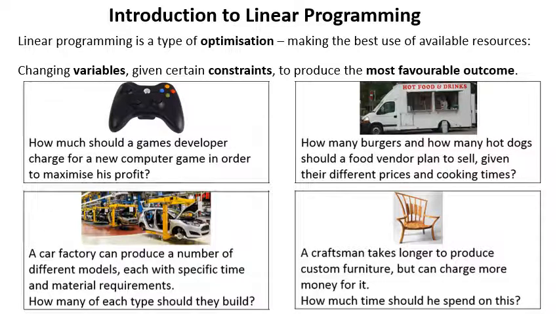You can spend longer producing custom furniture, but you'll be able to charge more money for it. So are you going to spend all your time making cheap furniture that you can make quickly, or are you going to spend all your time making bespoke custom furniture that you can sell for a lot of money? Or do you need to come up with some balance between the two to optimize your overall profit?